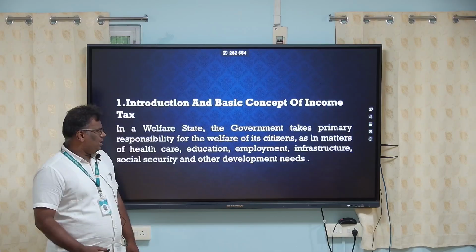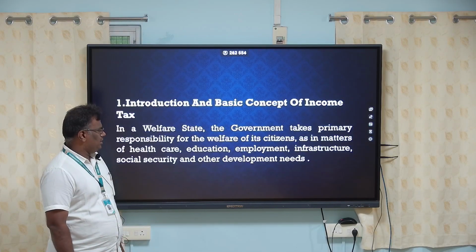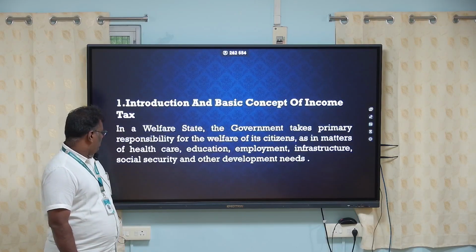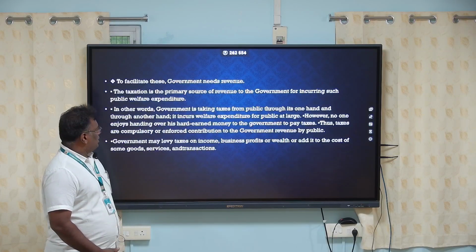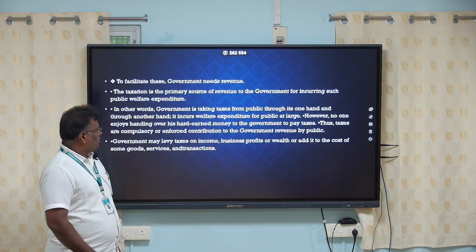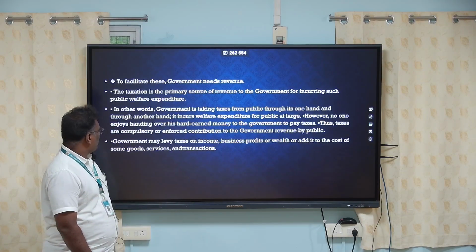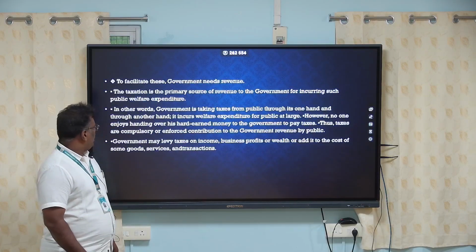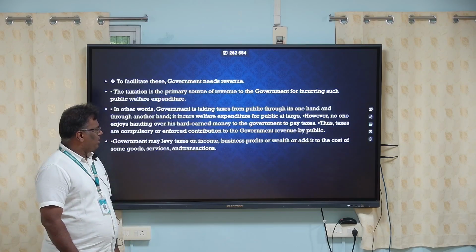In a welfare state, the government takes primary responsibility for the welfare of its citizens, in matters of health care, education, employment, infrastructure, social security and other development needs. To facilitate this, the government needs revenue. Taxation is the primary source of revenue to the government, incurring such public welfare expenditure. In other words, the government takes tax from the public with one hand and with the other hand incurs welfare expenditure for the public.